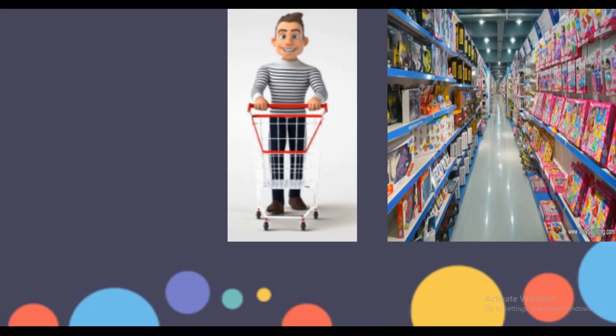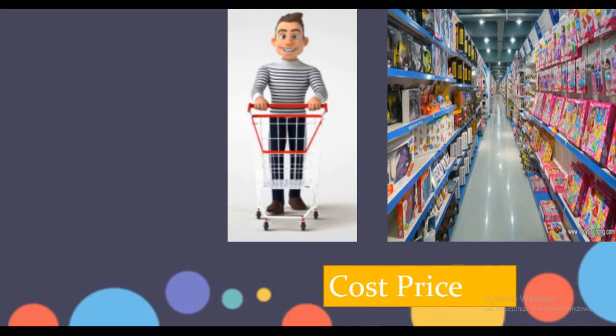The cost of the toys which was paid by Johnny to the dealer is called cost price. So, cost price is the amount given to the shop owner for the purchase. Then he came back to Alapi and arranged all the toys in his own shop.